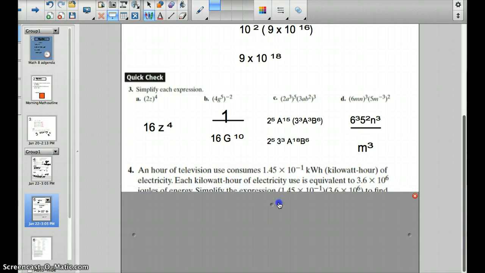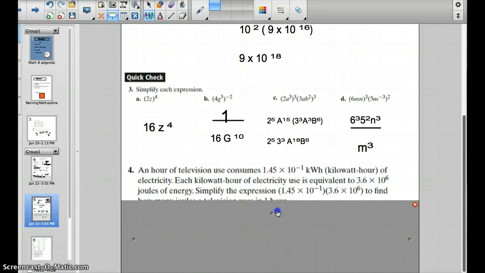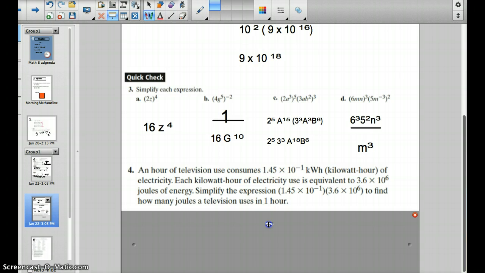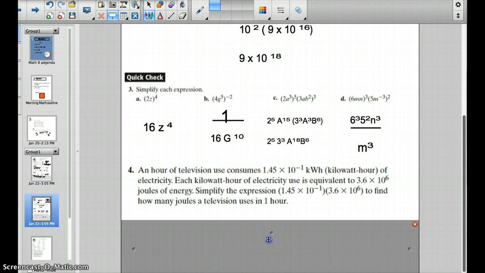And an hour of television consumes 1.45 times 10 to the negative 1 kilowatt hours of electricity. Each kilowatt hour of electricity use is equivalent to 3.6 times 10 to the positive 6 joules of energy. Simplify the expression 1.45 times 10 to the negative 1 times 3.6 times 10 to the 6th to find the amount of joules a television uses in an hour.